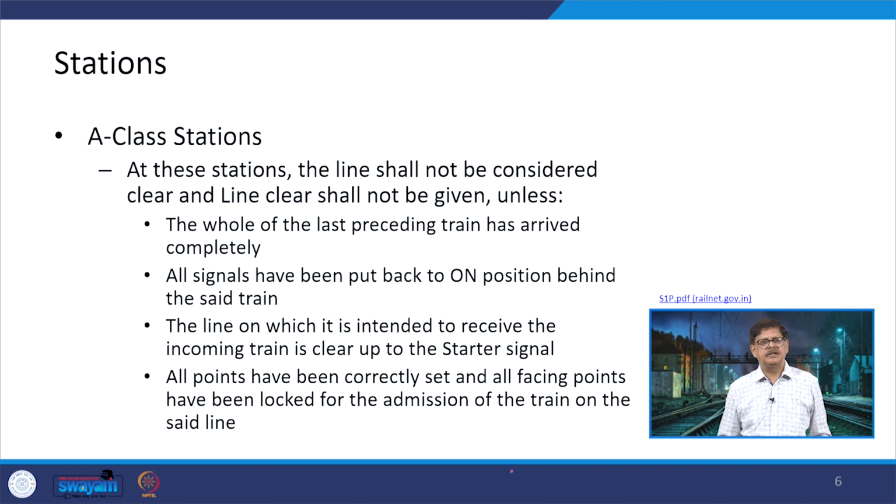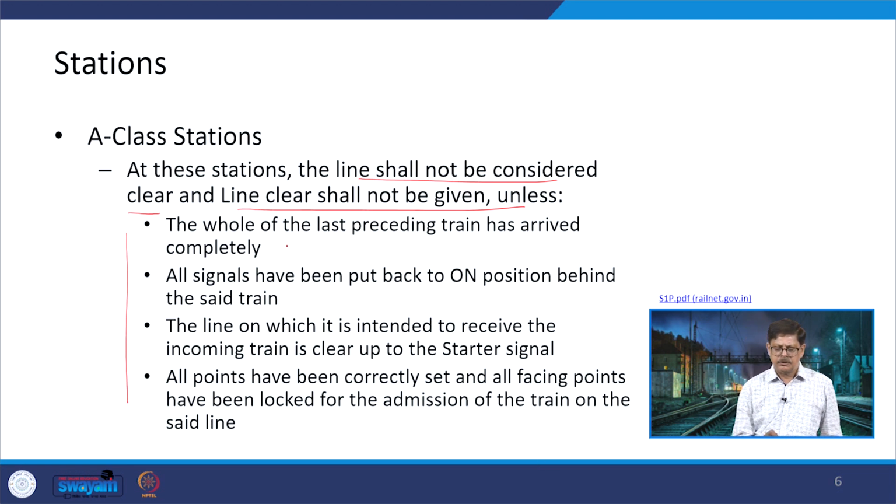Now, in the case of A class stations, the line shall not be considered clear and a line clear shall not be given unless... We know many of the points with respect to this line clear aspect. We talked about this when we started discussing the interlocking systems and the train control systems. So, a few of the things will appear again here. What it says is that the whole of the last preceding train has arrived completely, and that is where the last vehicle detection device was discussed. All signals have been put back to position behind the said train.